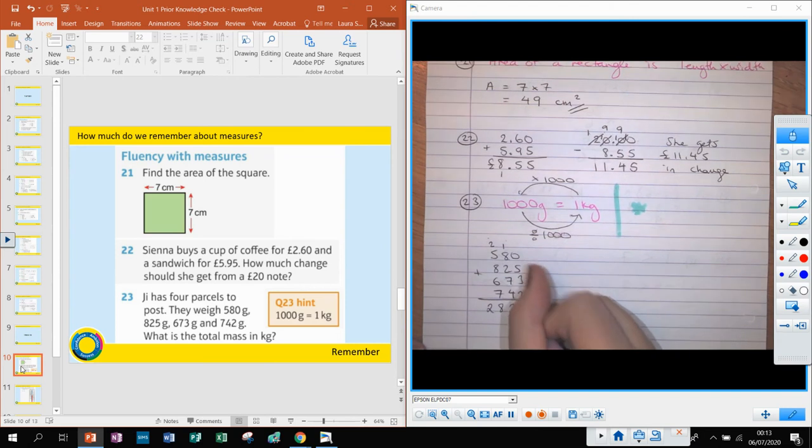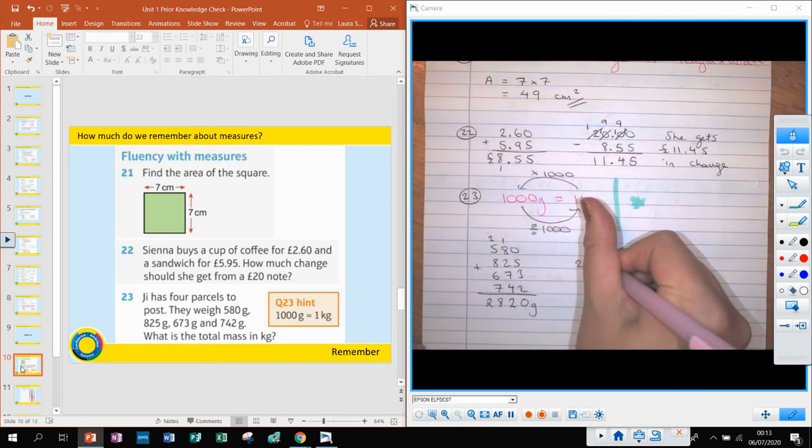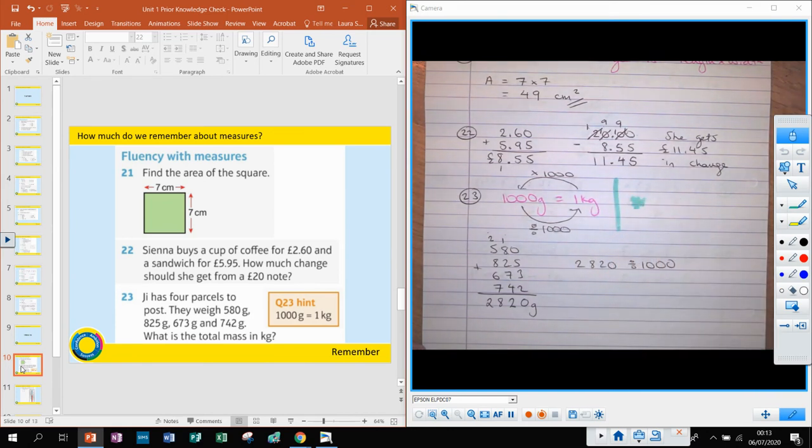Okay, that's in grams though. We want to convert that to kilograms. When we want to go to kilograms, we're meant to divide by 1,000. So if I am doing 2820 divided by 1,000, that is 3 place values smaller. So that would be equal to 2.820 kilograms. And that is your final answer. Okay, well done.